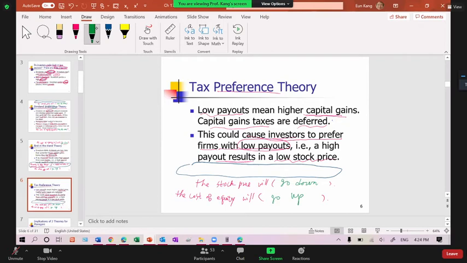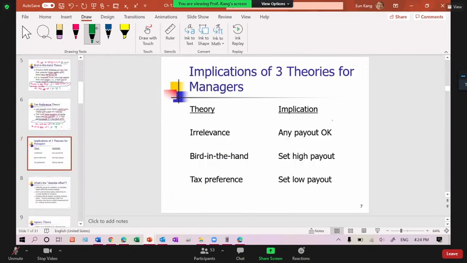And those are empirical questions. So in real life, how do investors respond to dividends, right? So let's see the implications. Tax dividend irrelevance theory says any payout, okay, so it doesn't matter. And bird in the hand said high payout, people like high dividends. And tax preference theory said low payout, right?